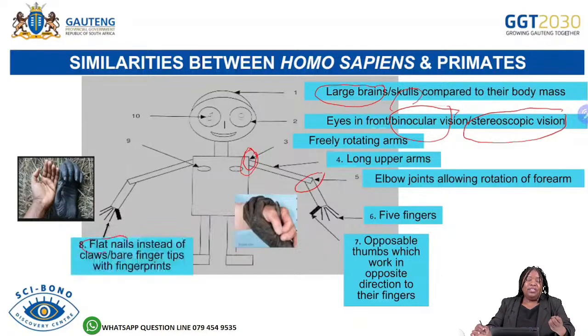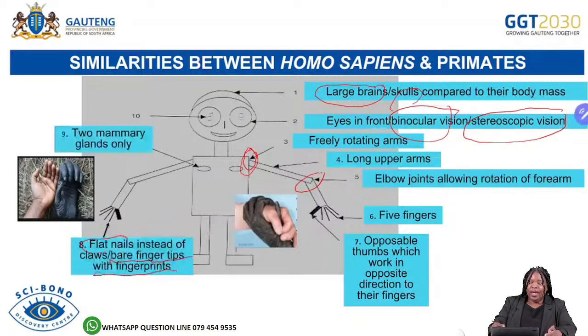Check your nails, girls and boys. They are flat. Okay? Also, we've got bare fingertips. Observe your fingertips. Right? They are bare, and also they have what? They have got fingerprints. So when we check for fingerprinting, firstly, they will be checking the fingerprints on your bare fingers.